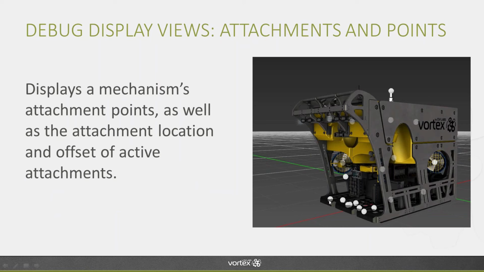And the ROV sample has a lot of attachment points because it's designed in a modular way that it can use different types of accessories like grabber tools, torque tools, and such. Because of this, there's a lot of attachment points, and sometimes if you have a tool attached to it, you could be attaching it to the wrong location by mistake.